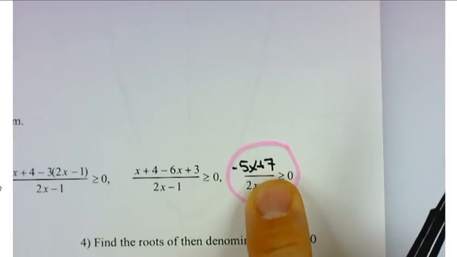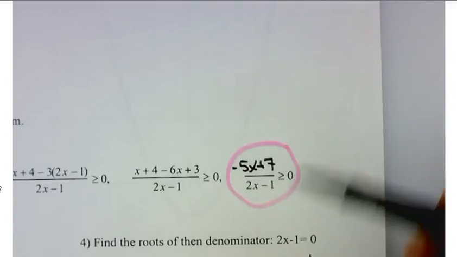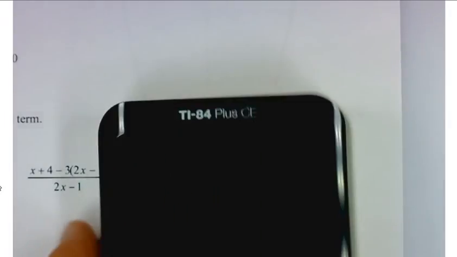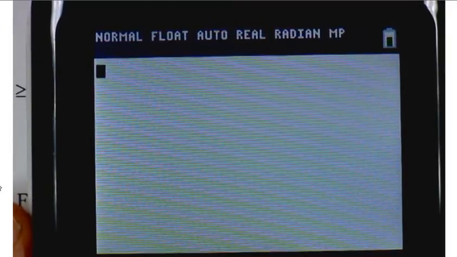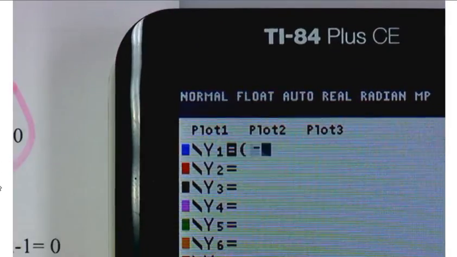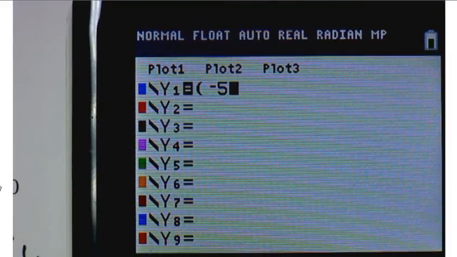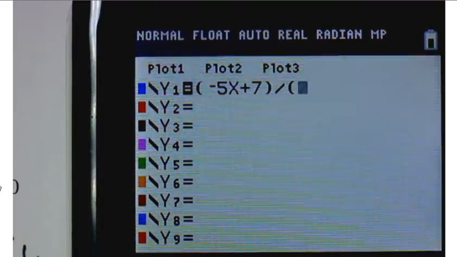You either write the numerator and denominator with parentheses, or if your calculator is sophisticated enough, you use parentheses in the numerator and denominator. So let's put that expression into our calculator. I'll do this first one with parentheses. So left parenthesis, negative 5x plus 7. Now when you type in the negative 5, use the opposite key on the bottom of your calculator. Don't use the subtraction key. Negative 5x plus 7 divided by 2x minus 1.